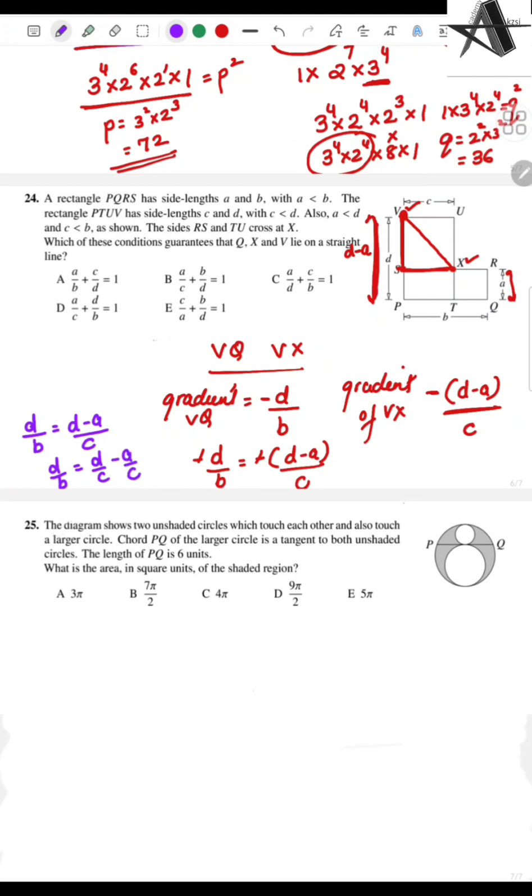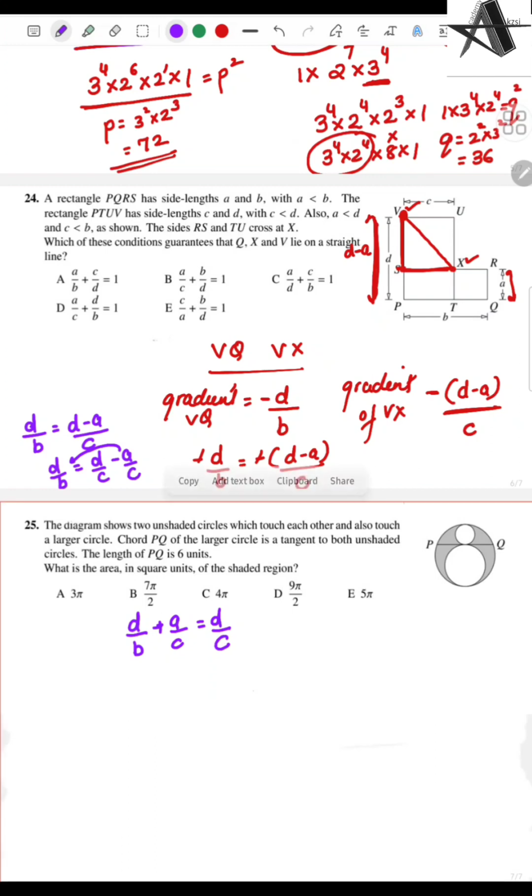Now bringing 2 onto the one side, if I bring it here and solve it, D over B plus A over C is equal to D over C. Now divide both the sides by D. So if I divide both the sides by D, I'll get 1 over B plus A over DC is equal to 1 over C.